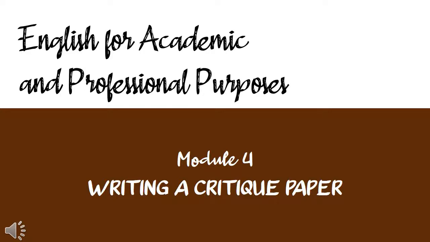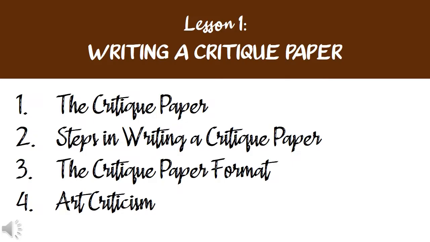This is Module 4 of English for Academic and Professional Purposes, which is entitled Writing a Critique Paper. This chapter explains the notion of writing a critique paper. A critique paper is different from a review paper in the sense that a critic is written by a person who is an expert in a certain field.